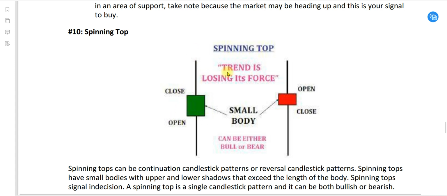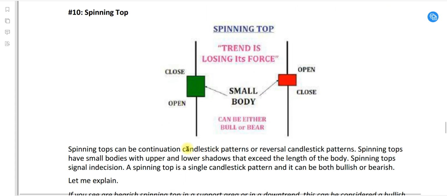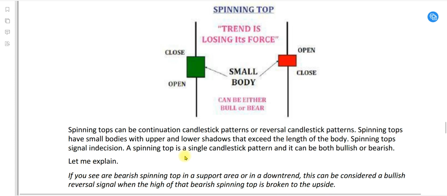But for the spinning top, they have a small body and they have long wicks at the top and then at the bottom. So spinning tops can be continuation candlestick patterns, and at the same time, they can be reversal candlestick patterns. Spinning tops have small bodies like we explained earlier, and they can signal indecision. It means the buyers and the sellers are still indecisive. They're still waiting to see who is going to come out stronger.